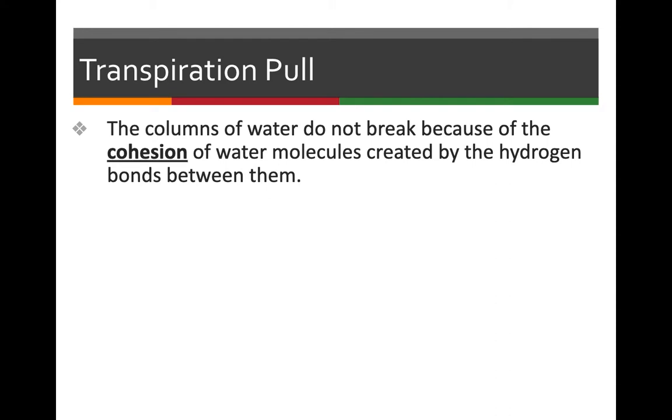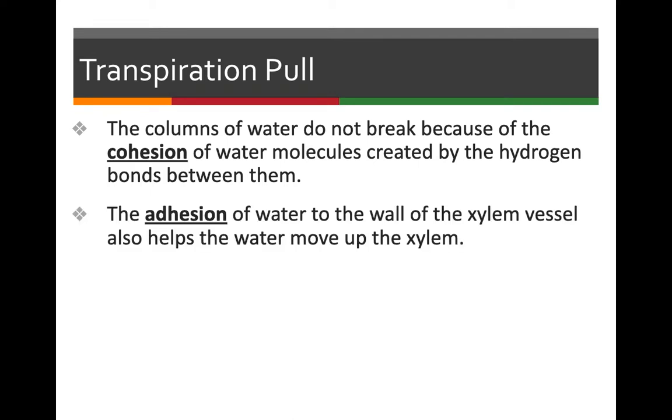So the columns of water that are in the xylem don't break. It's a solid column, and this is because of the special property of water, which is that it can create hydrogen bonds. Right? It's a polar molecule. And so there's what's called cohesion between the water molecules. So they're all stuck together through the hydrogen bonds, and that's called cohesion.